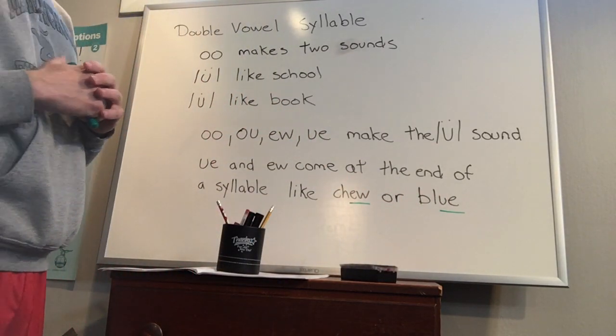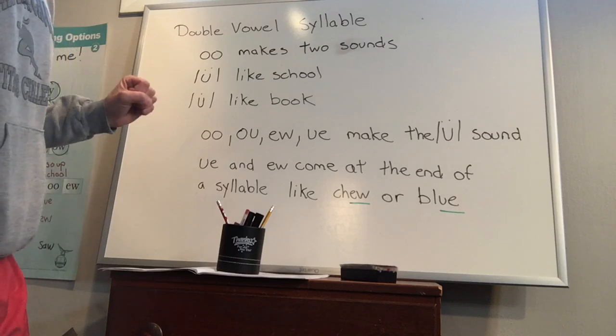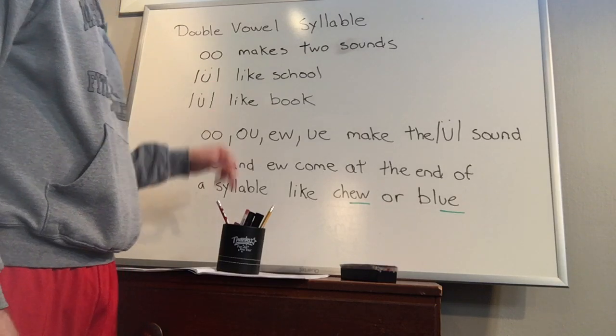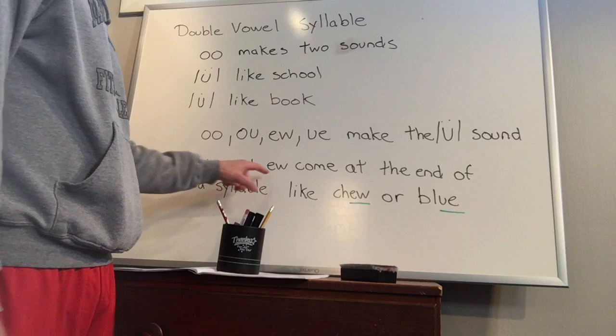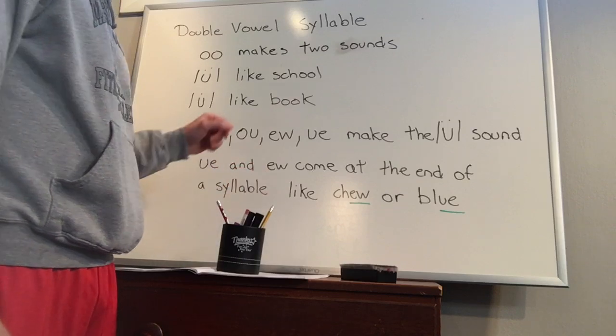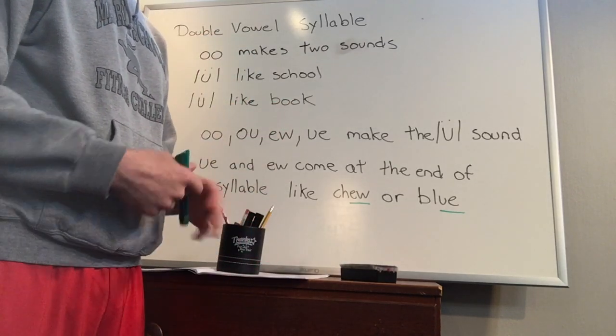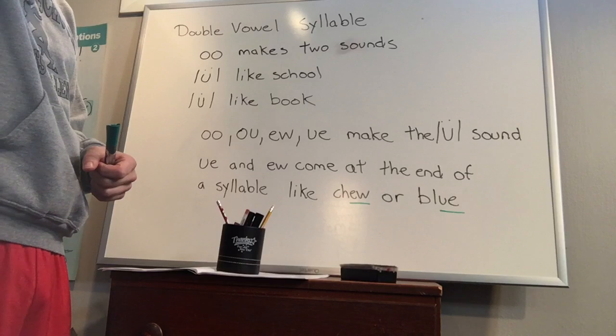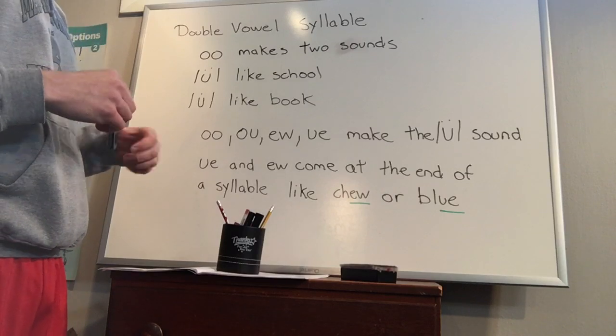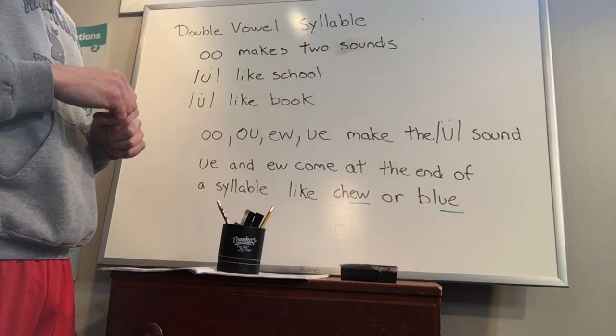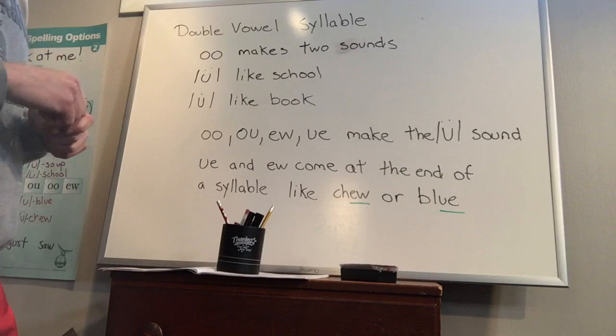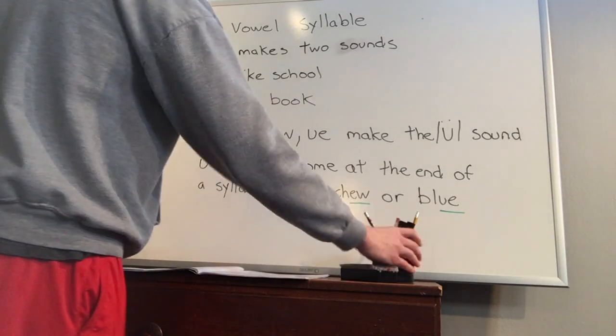So think, if you can at home, of some words that end with the EW or UE that make the OO sound. See if you can make a list of 5 or more words that end with a UE or EW with the OO sound, okay? All right.